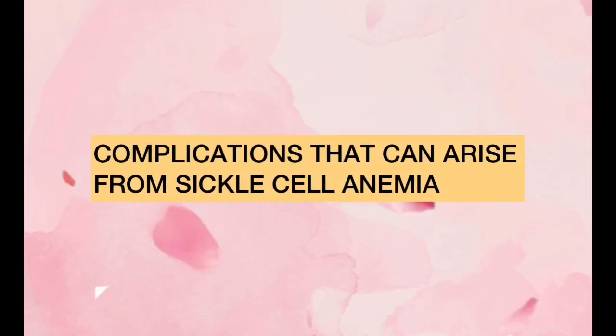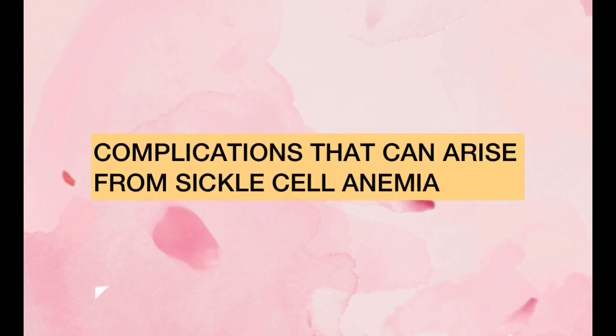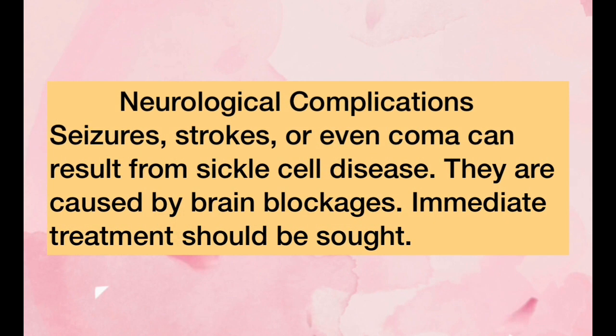The following are types of complications that can result from sickle cell anemia. Firstly, we have neurological complications. Seizures, strokes, or even coma can result from sickle cell disease. They are caused by brain blockages. Immediate treatment should be sought.